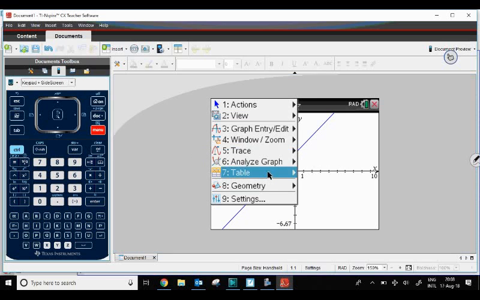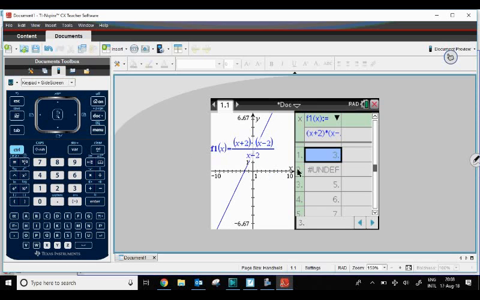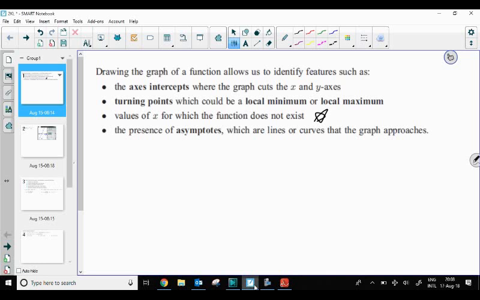Let's check a table. Menu, table, here it is. Oh yeah, when x is equal to 2, this graph happens to be undefined. So the calculator is not going to show you the hole that is in the graph. You would be responsible for showing that on paper. You draw your line, and we would just draw a little hole like that when x is equal to 2.